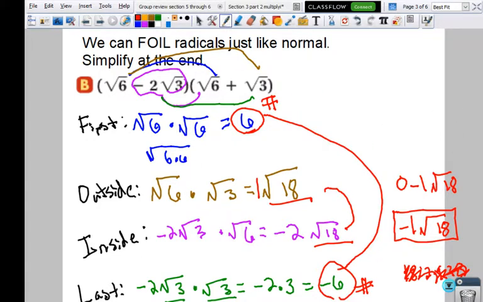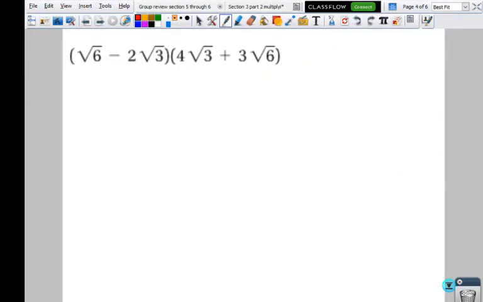So we're going to do another one, and then you guys will do one, then we'll see how we're doing. Alright, so we're going to go through and FOIL these again.